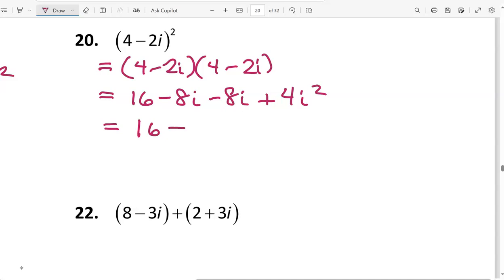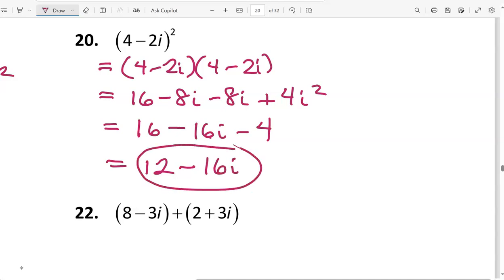So 16, and then combining the middle terms together, or the i terms, we get negative 16i. And then 4i squared is equal to negative 4. So now combining the real parts, 12 minus 16i.